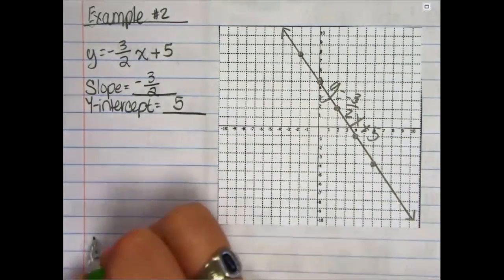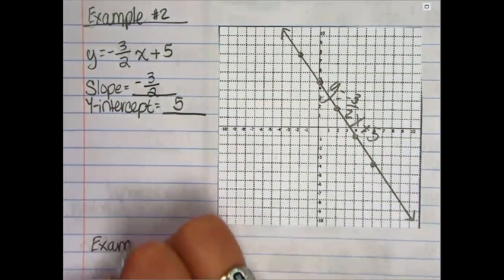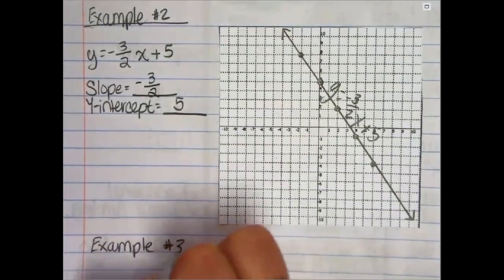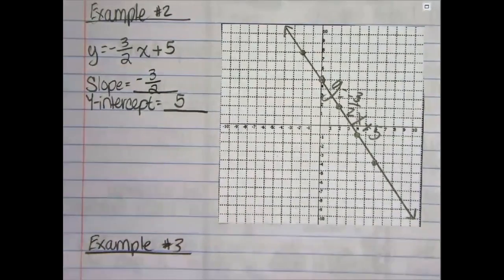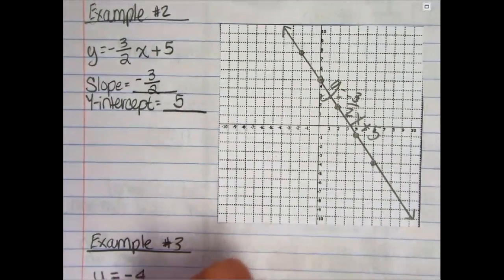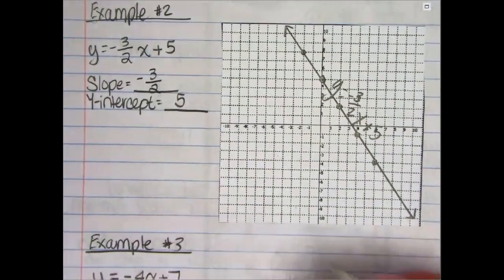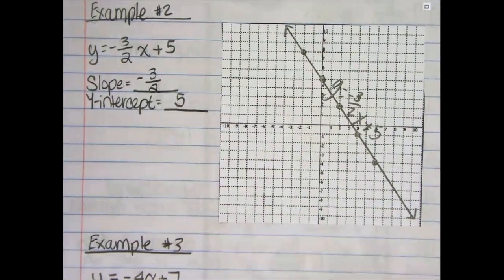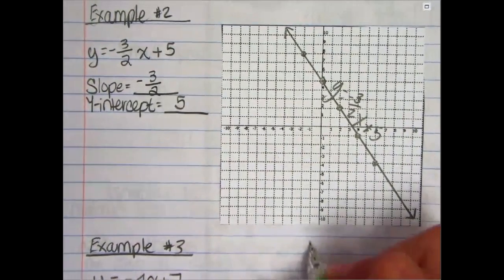Okay. I want to give you an example. I'm going to give you 2 examples that I want you to complete for homework. Come tomorrow so we can go over it. Okay? The first one will be y equals negative 4x plus 7. So that'll be one example.